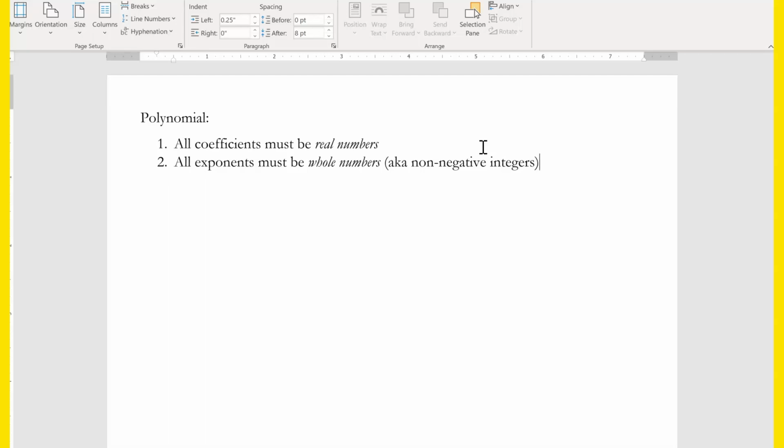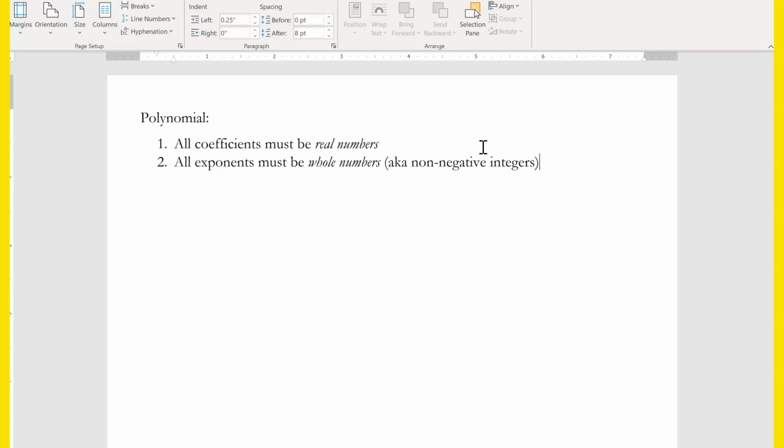Those are the whole numbers. It can't be negative. It can't be a decimal. It can't be a fraction. The exponents must be the whole numbers, 0, 1, 2, 3, on and up. The coefficients just have to be real. They don't have to be whole. They just have to be real. They can be any real number.